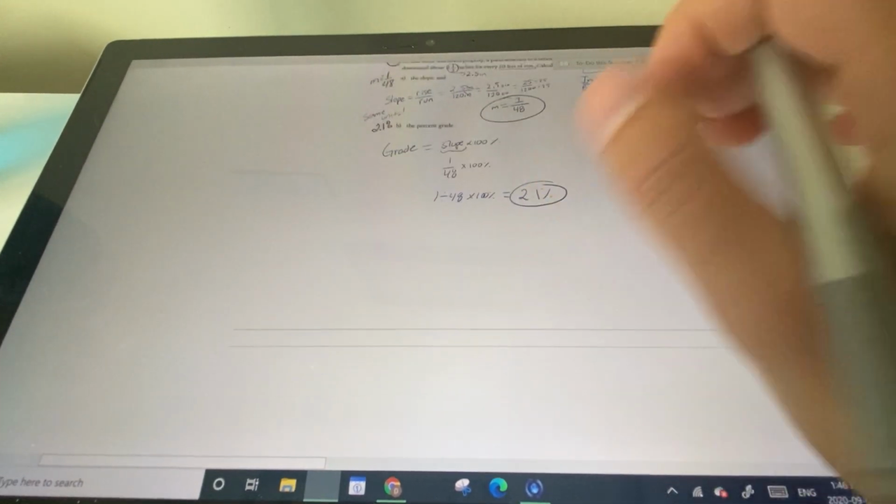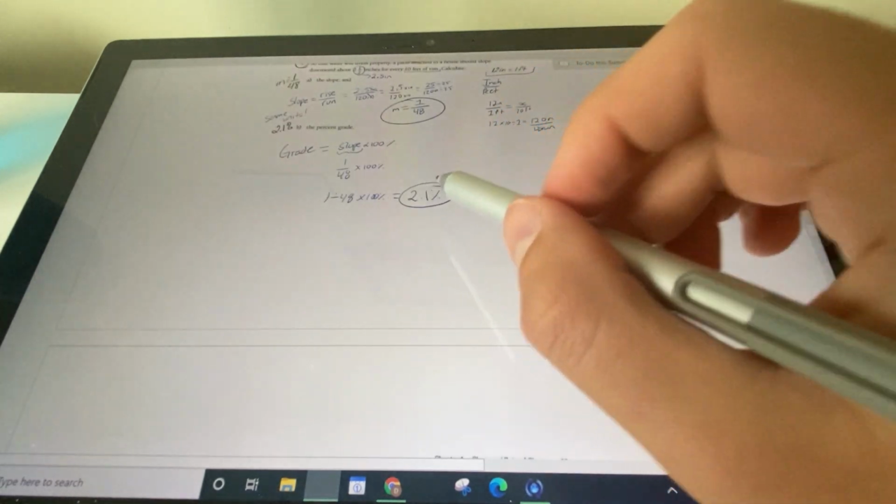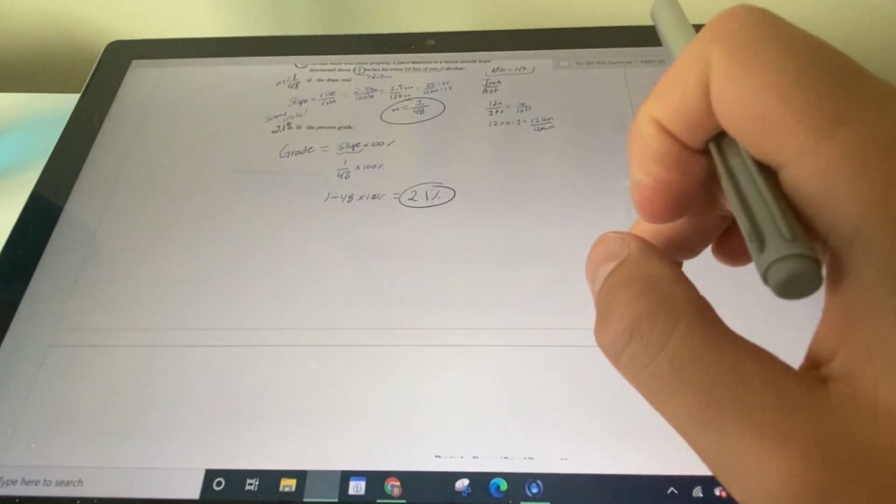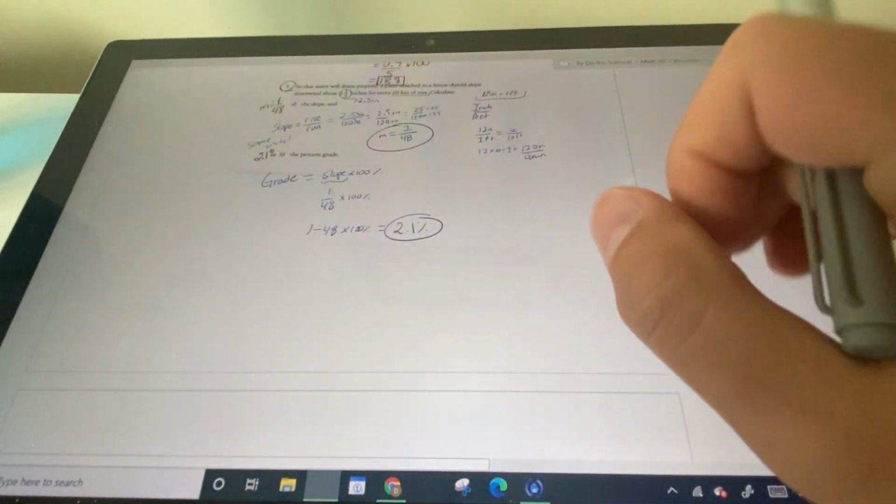Again, you can hopefully see that if you increase that percent, you're getting steeper and steeper and steeper. So obviously you don't want your patio to be that steep.